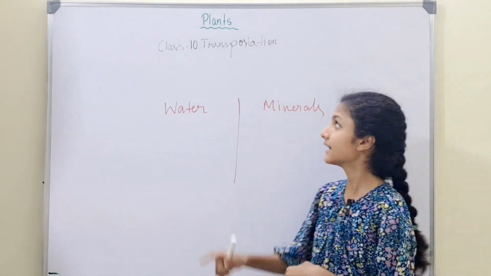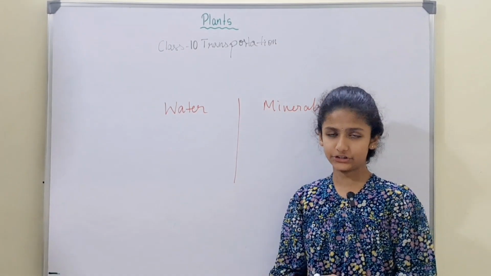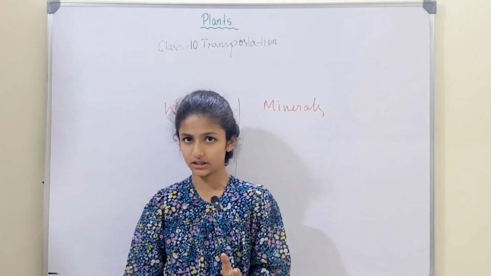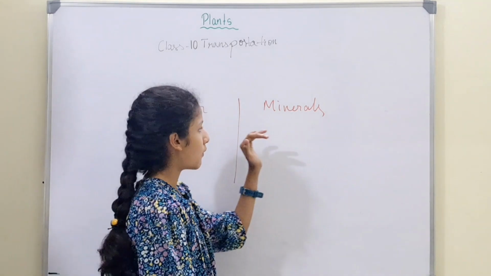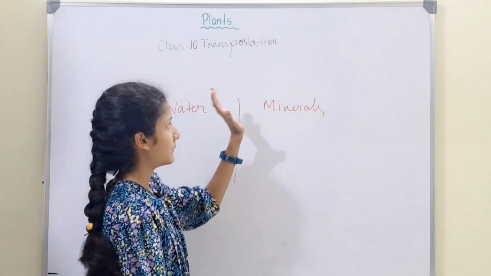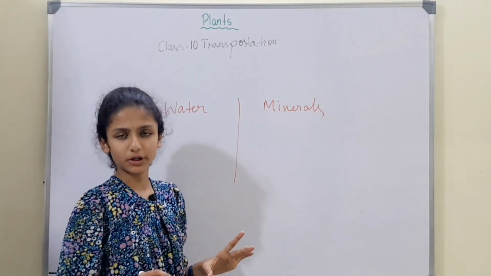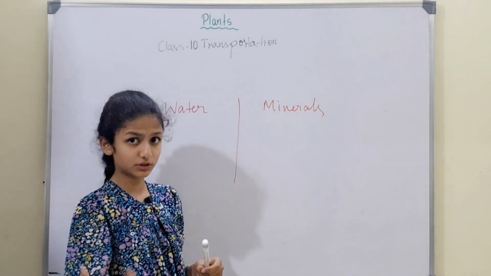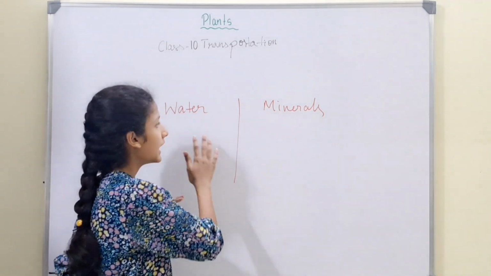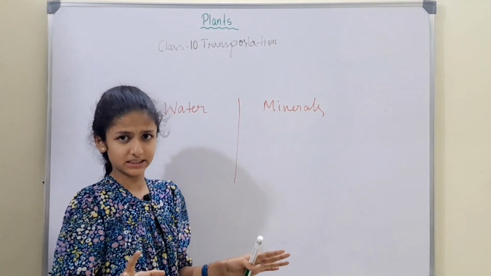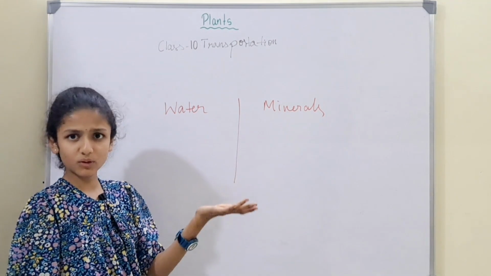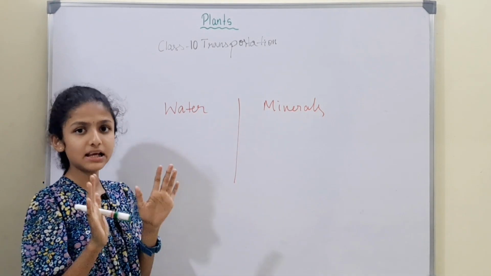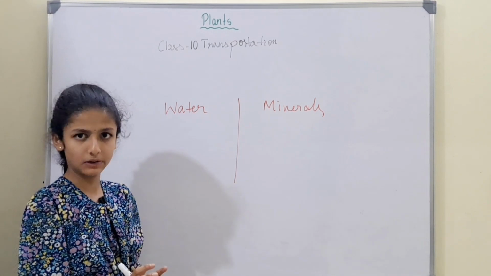Now we are going to see class 10, transportation. What is transportation? Transport means moving from one place to another. So in plants, it is the water, minerals and food moving from one place to another. In the human body, we have blood. Blood transports oxygen, blood also transports the digested food. In plants, there is no separate system. These xylem and phloem help in transporting water and minerals. Now basically how they are absorbed also we'll see here only.